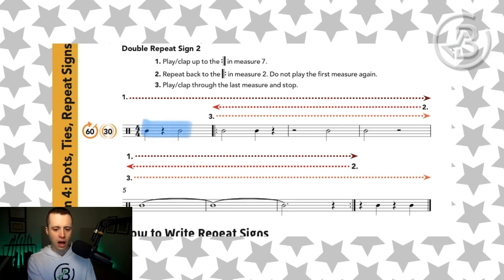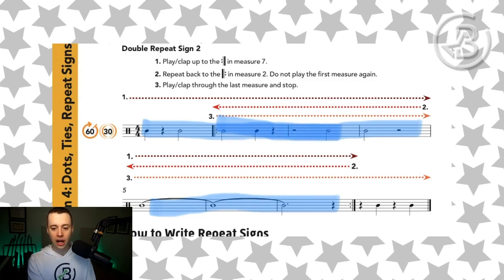Ta, ta, ta, ta. Ta, ta, ta, ta, ta, ta, ta, ta.